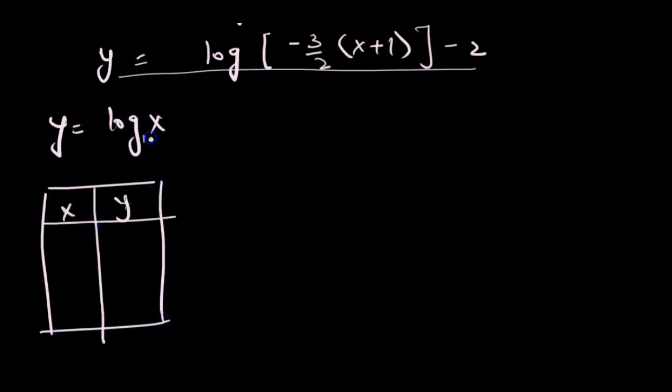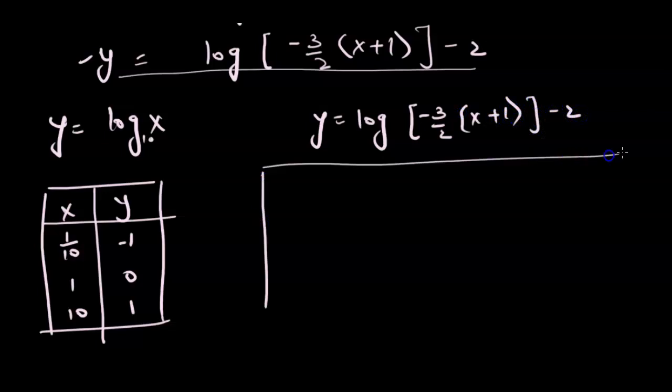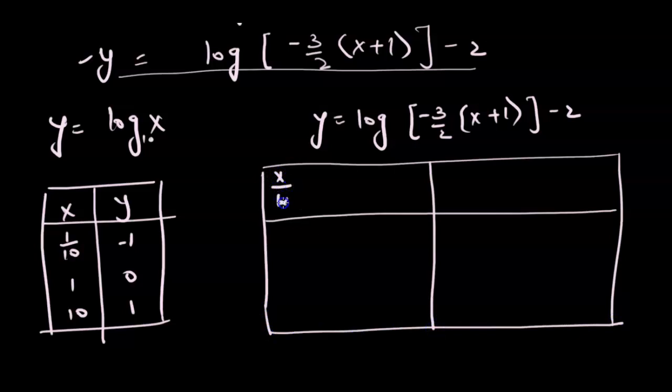Because the base is not there, the base is 10, so we would write the x values as 1 over 10, 1, 10. The y values will be negative 1, 0, and 1. The parent function equation is this. The transformed equation is what we got here, so we would write y equal to log of negative 3 over 2 (x plus 1) minus 2. This is the equation. We would make a table of values using the mapping formula, and we all know the mapping formula is x over k plus d, ay plus c. If you need to refresh your memory over the mapping formula, I would recommend watching the transformations video in the Introduction to Functions playlist in the channel.